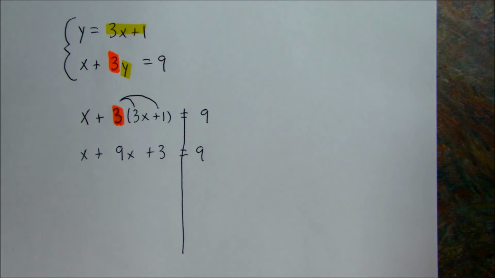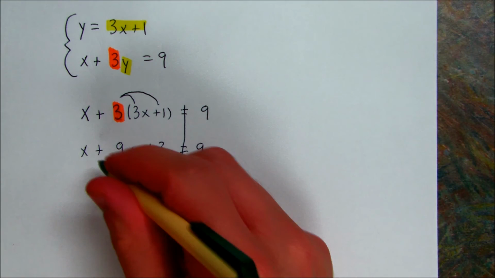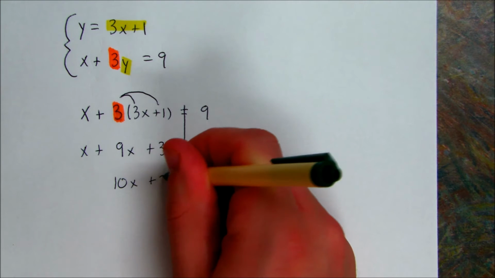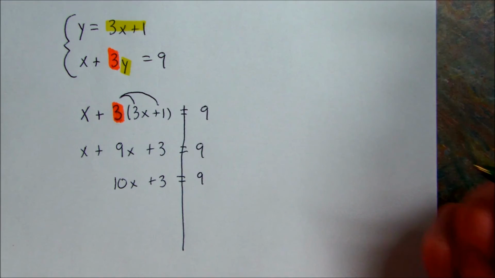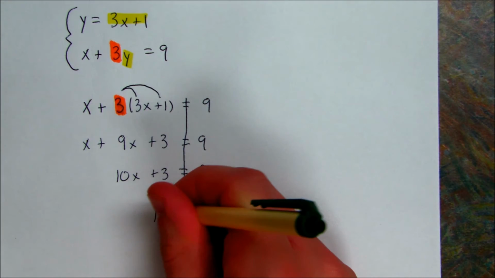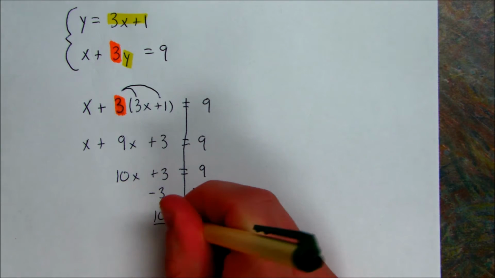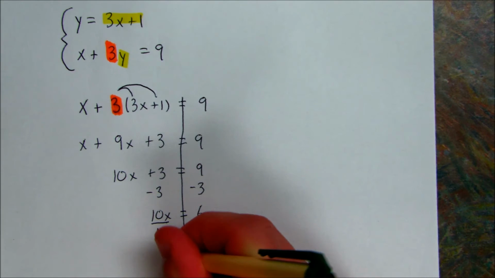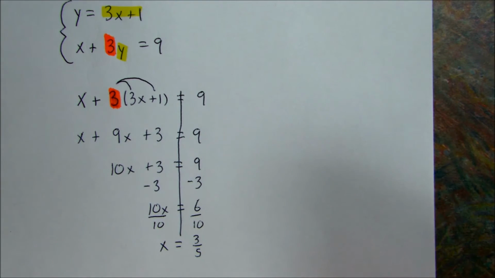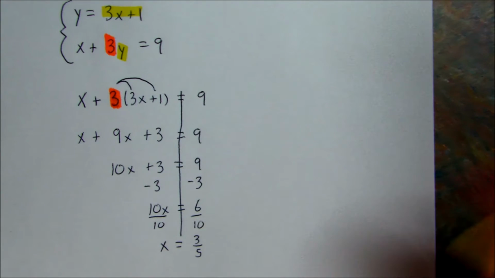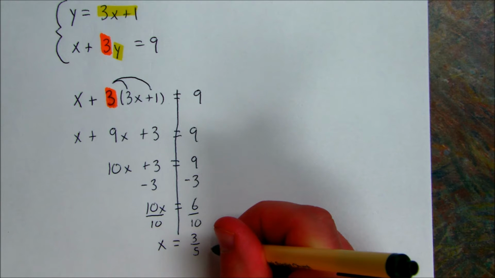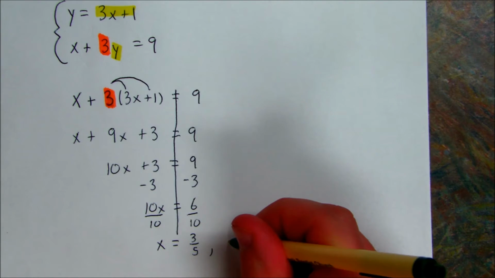Then I need to go ahead and combine my like terms. So I get 10x plus 3 equals 9. Undo addition. So I have 10x equals 6. Divide by 10. So I have x equals 3/5. I just simplified 6 over 10. So my answer here is a decimal, and if you wanted to put it as a decimal, there's nothing wrong with that. So it would give you 0.6.